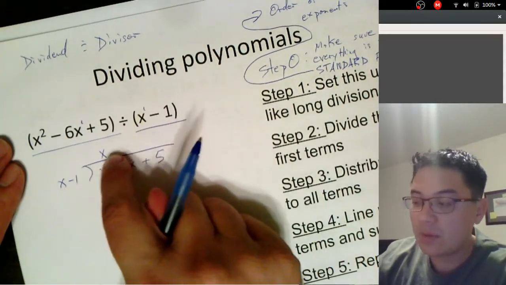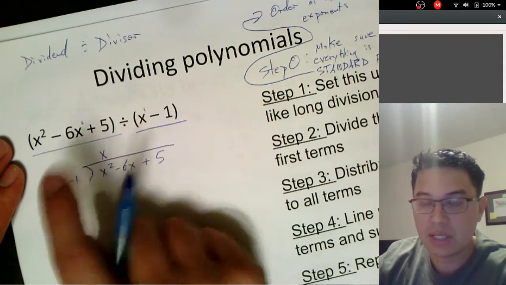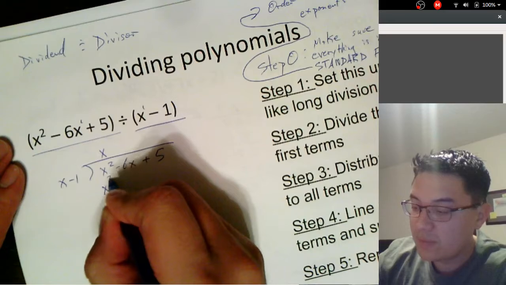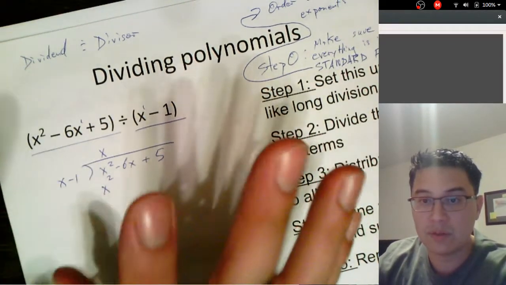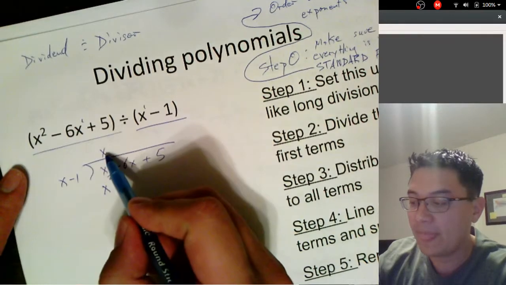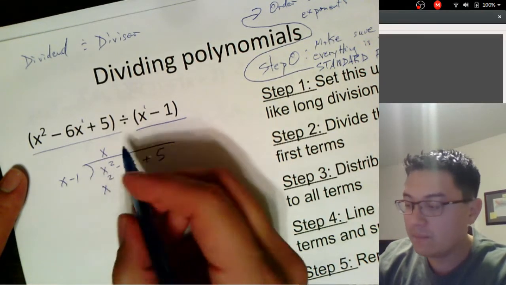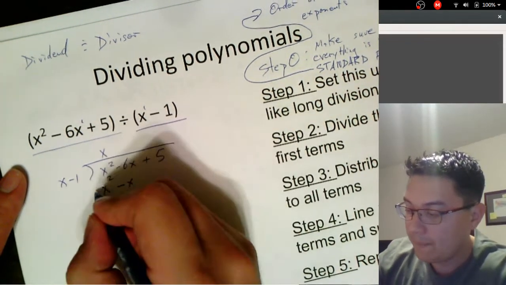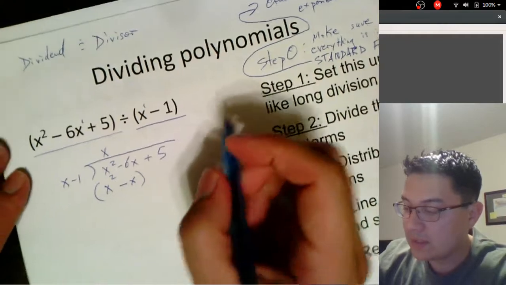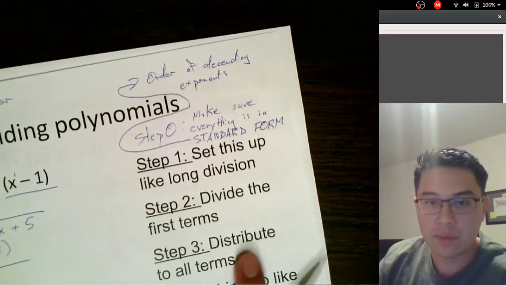Okay, so now we're going to multiply down. So x times x minus 1. So x times x is x squared. You have to make sure you line up your terms when you're doing this, or you're going to get it wrong. So make sure you line up the terms appropriately. So x times x is x squared. x times -1 is negative x. Okay, now we're going to add parentheses, and we're going to subtract from the above two terms. Okay. So distribute to all terms. That's what we just did.